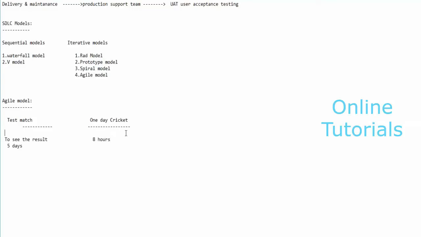And after that, the next generation of cricket is 20-20, right? In 20-20 cricket, how much time does it take? Most probably 4 hours, right? Correct. To see the result, it will take 4 hours.